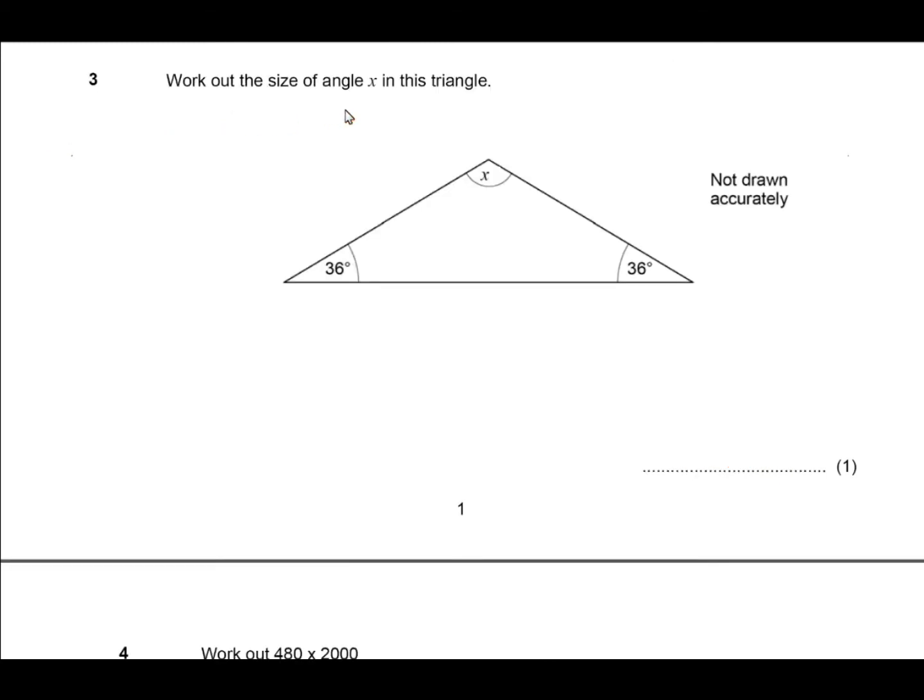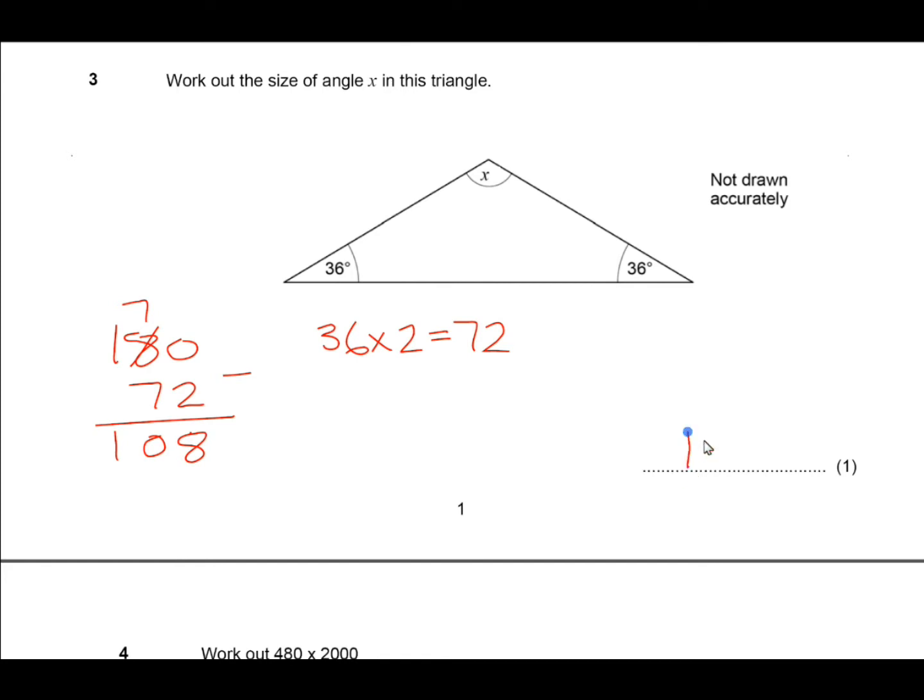Question 3. Work out the size of the angle x in this triangle. Well, we know the angles inside a triangle add up to 180 degrees. And we have two angles that we do know, which are both 36. So 36 times 2 is 72. So 180, take away the 72, leaves 108 degrees. So the angle that's missing is 108 degrees.